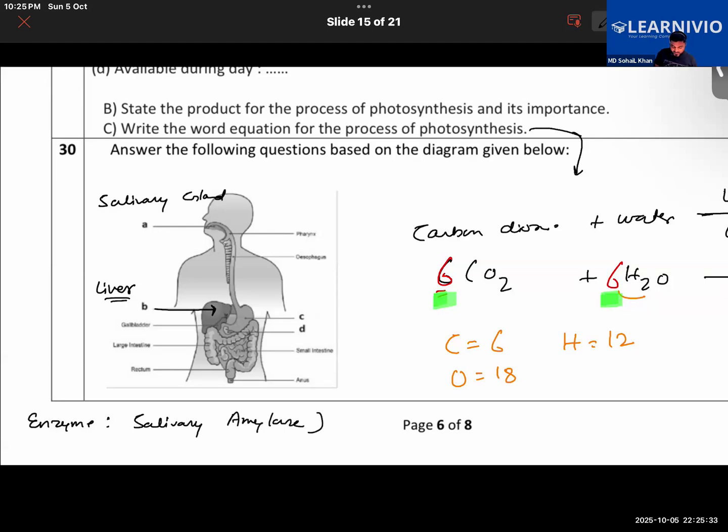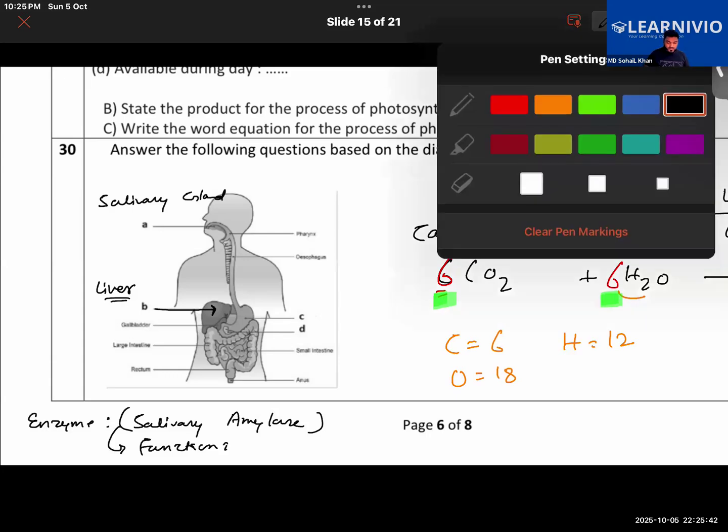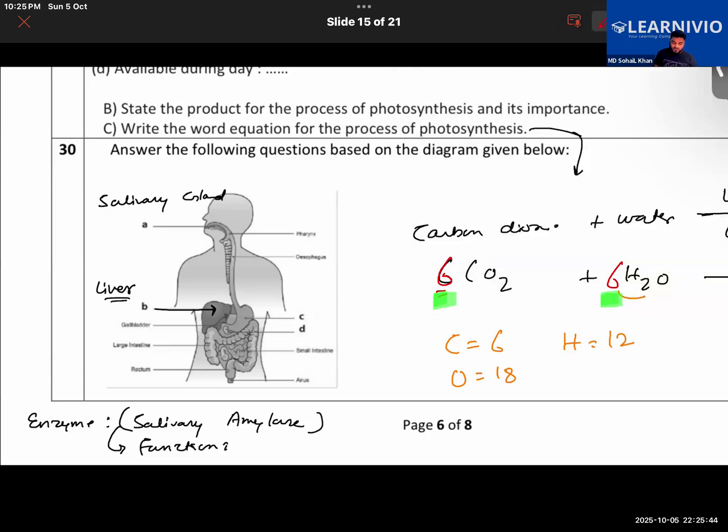Now, this salivary amylase, what does it do? What is its function? It breaks large and complex substances into simpler molecules. You shouldn't be talking about protein here. You should be mentioning only starch. It converts starch into a simple sugar molecule called maltose. If you remember, we have discussed it in the class. Tell me about the liver quickly.